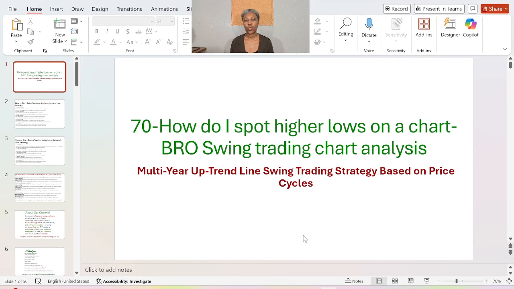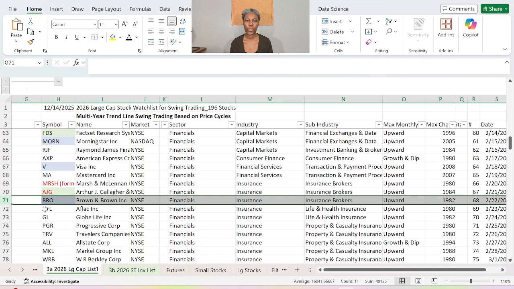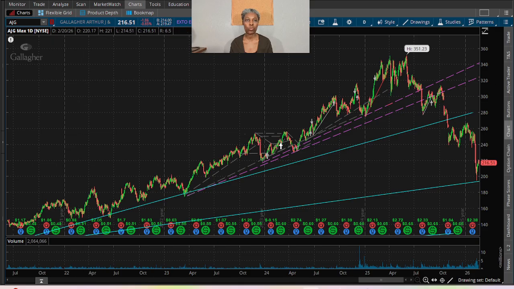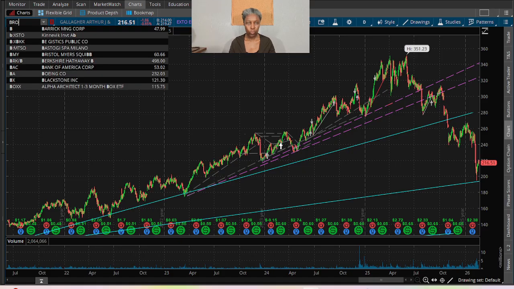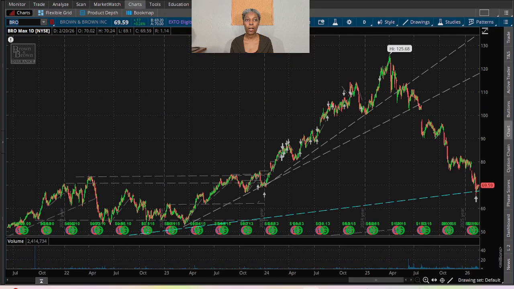Hello, how do I spot higher lows on a chart? Let's take BRO for instance. Today is February 22nd, 2026, and we are going to use BRO to spot higher lows.